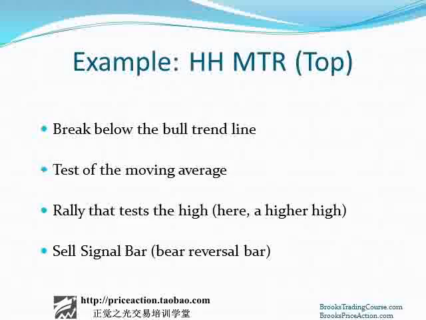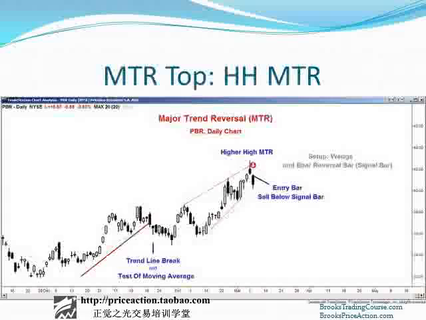Next, you'd like to see a rally that tests the high. Since this is a higher high major trend reversal, we're talking about a test going above the old high. And the rally preferably has a lot of selling pressure in it to increase the chances that the bears will be able to reverse the market once it gets up in the area of the prior high. And finally, you need the signal bar, which is preferably a bear reversal bar. The stronger the signal, the more likely the trade will be successful.